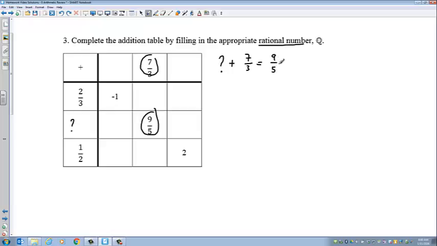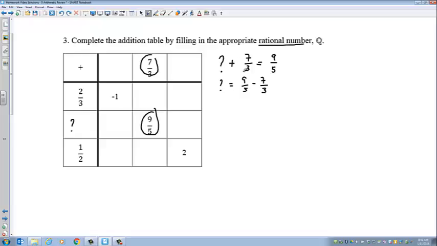Right, so how are we going to solve this one? The idea is question mark is the same thing as 9/5 minus 7/3. And so we just need to do the subtraction, and we'll figure out what question mark is. Now I can't do the subtraction in my head. I have to first find what's called a common denominator.